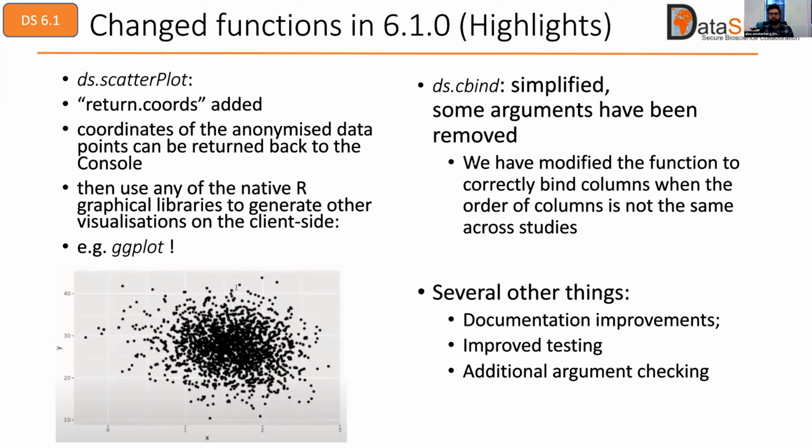cbind, so we've modified this function so that it correctly binds columns when the order of columns is not the same across studies, which is an error we picked up through user reports. Other things occurring in 6.1.0 are documentation improvements, improved testing, and some additional argument checking.